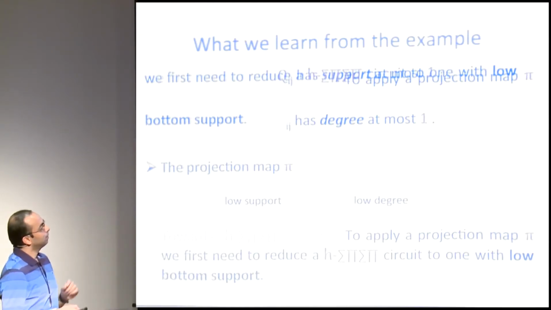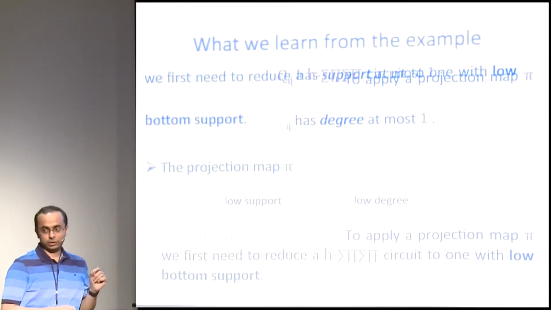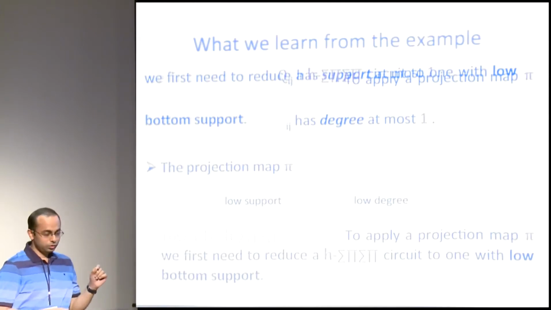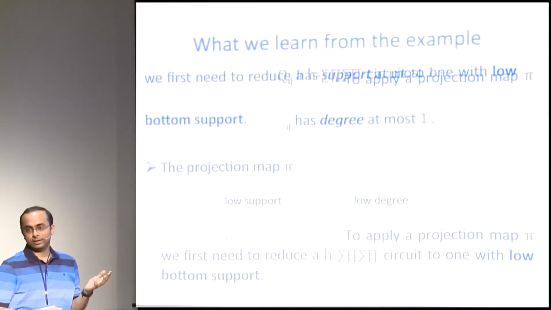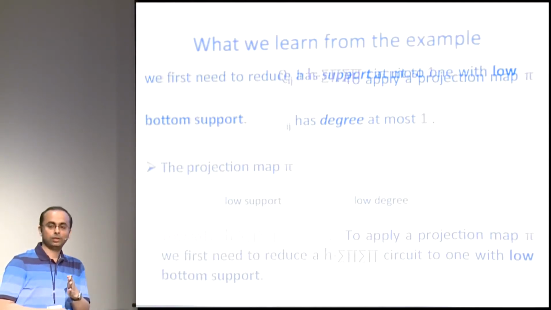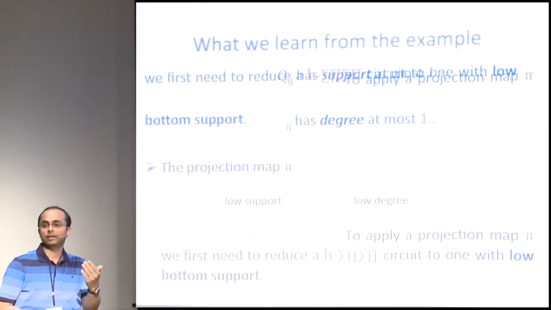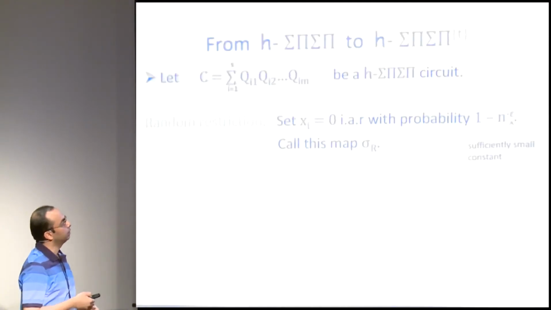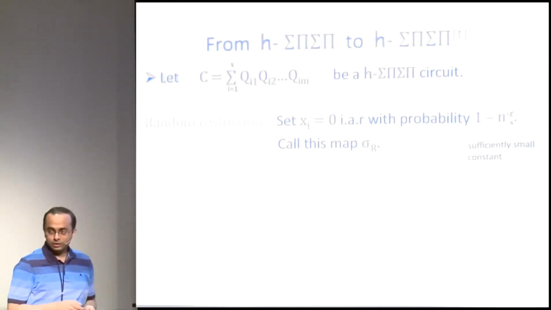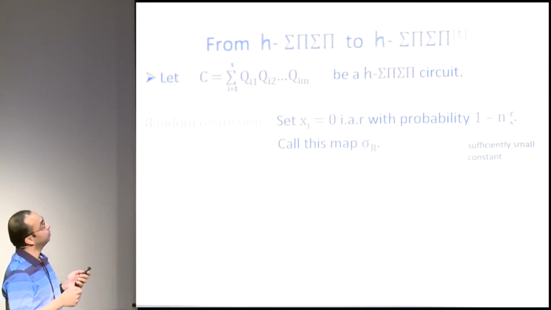But to do this for a homogeneous depth four circuit, that was the target, right? You want to reduce a homogeneous depth four circuit to a homogeneous depth four circuit with low support, right? Once you come to low support, then you can hope to apply a projection to go to low degree by killing off all monomials which have a variable with high degree, right? And projection maps only help you to go from low support to low degree. Right, so let's do this: first, a reduction from a homogeneous depth four circuit to a homogeneous depth four with low support.